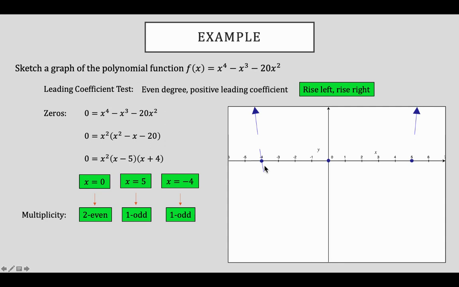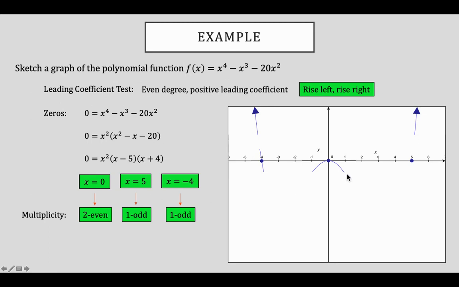Now, at x equals 0, I have even multiplicity. So that means my graph must turn and come back up, and because the multiplicity of x equals 0 is even, it is going to bounce when it hits the x-axis. All right, so it's going to turn around again. Again, even multiplicity means that the graph is going to bounce.